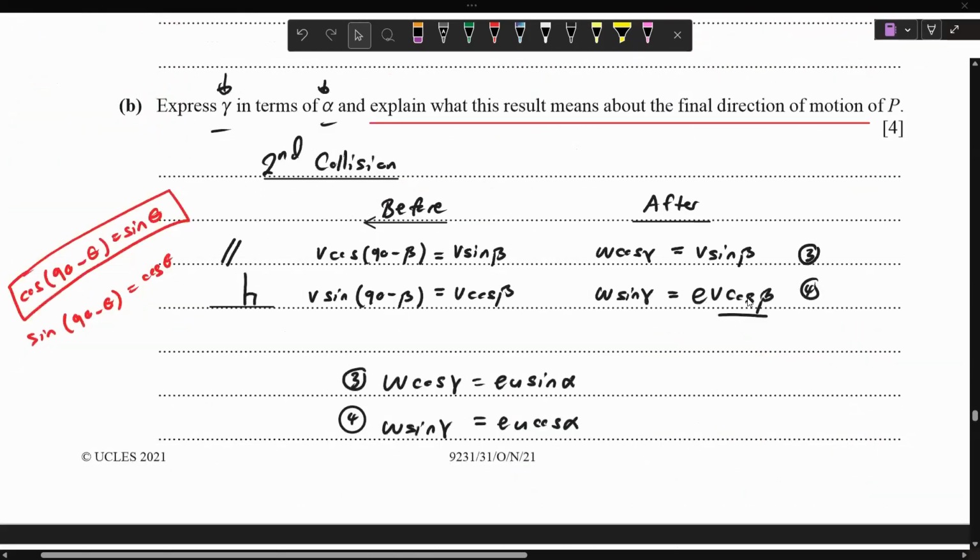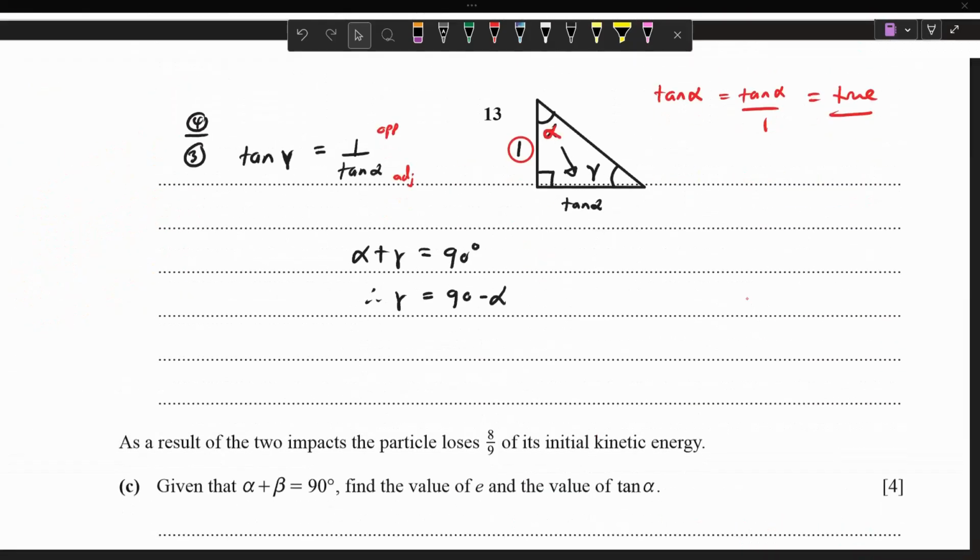So we can say that the final direction is parallel and opposite to the initial direction.